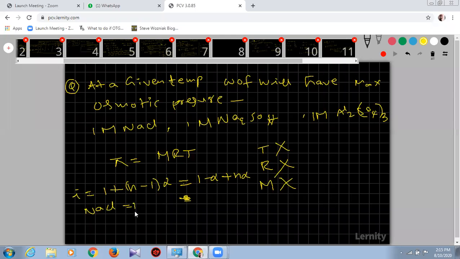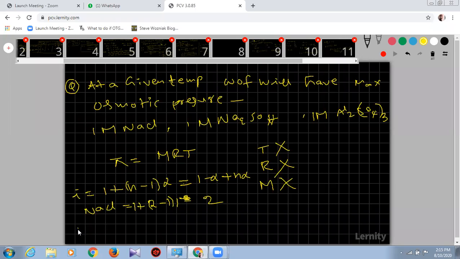n is equal to the number of ions you get. Out of one NaCl, 1 Na plus and 1 Cl minus. That means 2 minus 1 into 1. So 1 plus 2 minus 1 means 1 plus 1, that is equal to 2. So the i value for NaCl is 2.